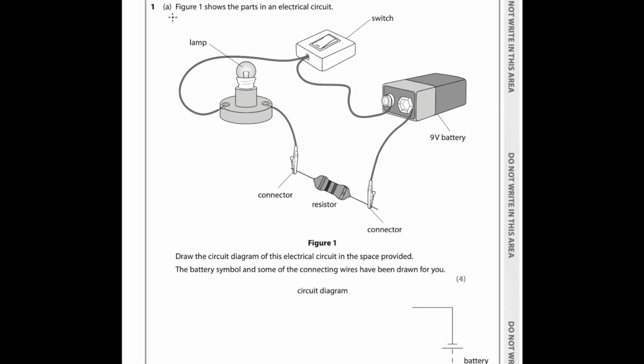Question 1. Part A. Figure 1 shows the parts of an electrical circuit. Draw the circuit diagram of this electrical circuit in the space provided. The battery symbol and some of the connecting wires have been drawn for you.